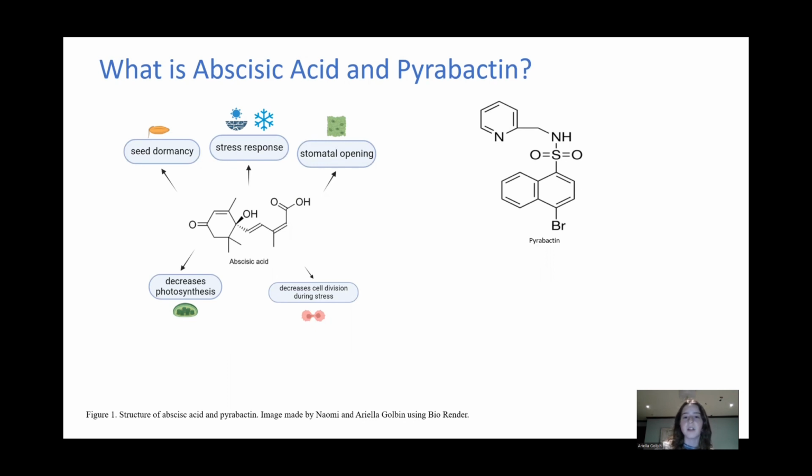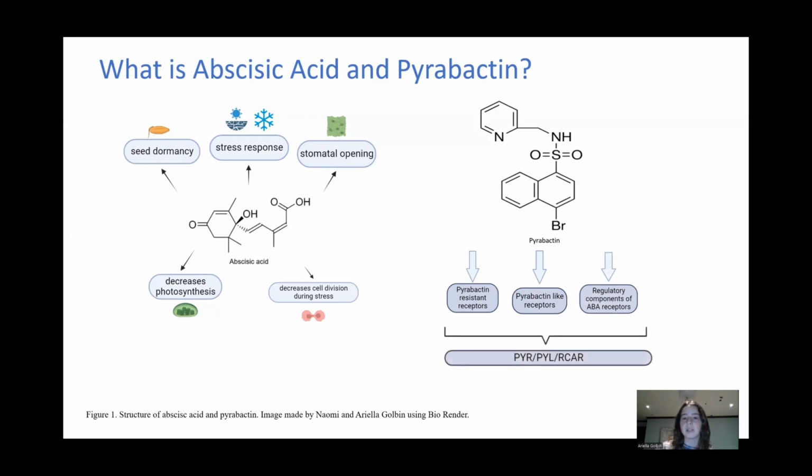These receptors are referred to as pyrabactin-resistant receptors, or PYR, pyrabactin-like receptors, or PYL, or regulatory component of ABA receptors, or RCAR. All of these belong to a large family. In the model plant Arabidopsis thaliana, this family consists of 13 members, collectively known as PYR, PYL, and RCAR.